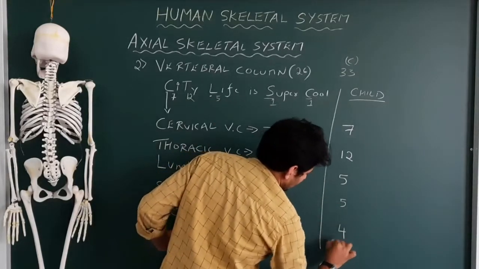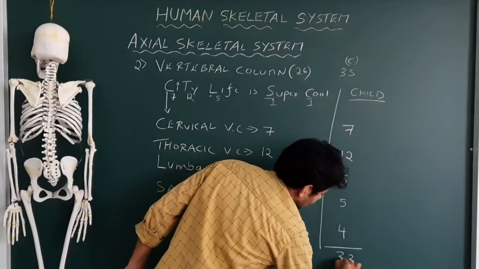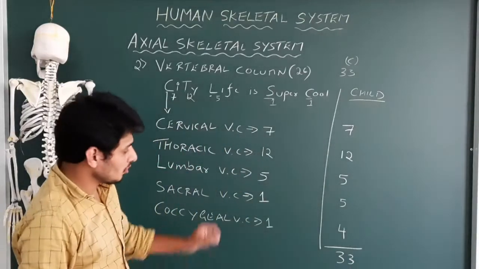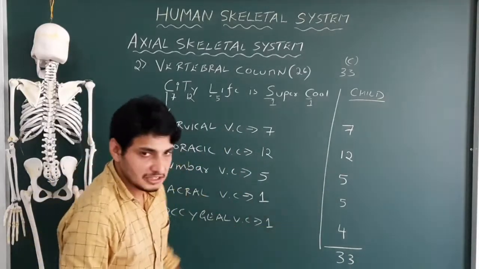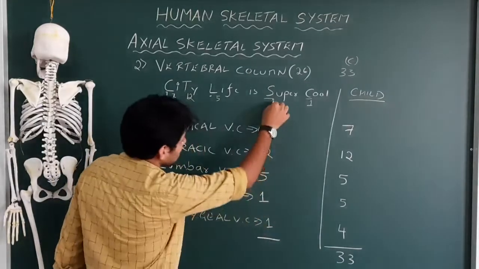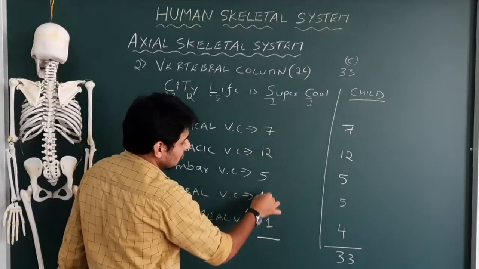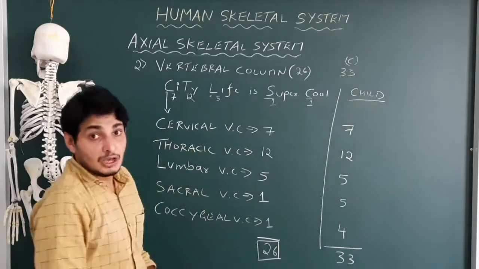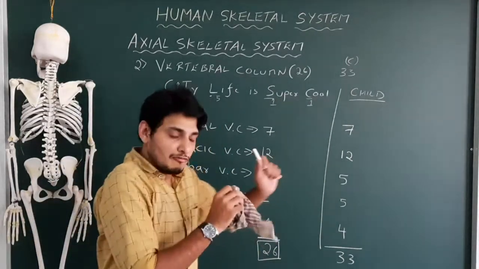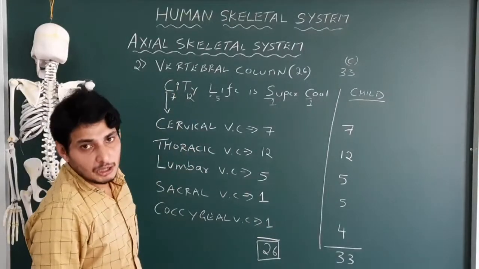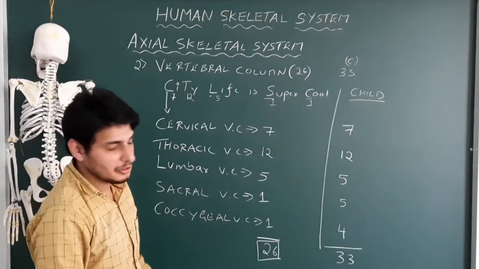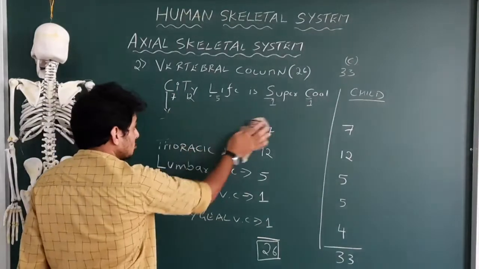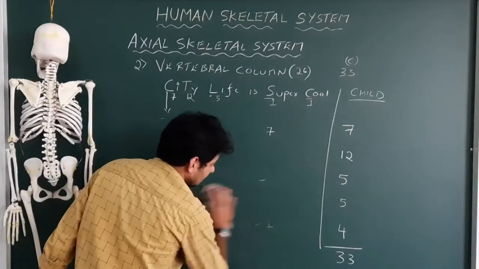Coccygeal, that is 4. If you just add it, you will get this value, that is 33. The total vertebrae or bones present in the vertebral column is 33. In adults, if you count it, so 7, that is 19, 24, 25, 26. 26. This is actually the thing to remember. Now I'm going to give you the formula of the vertebral column. Very important, could be asked in your competitive examination for match the following also. Okay, so you have to identify that.